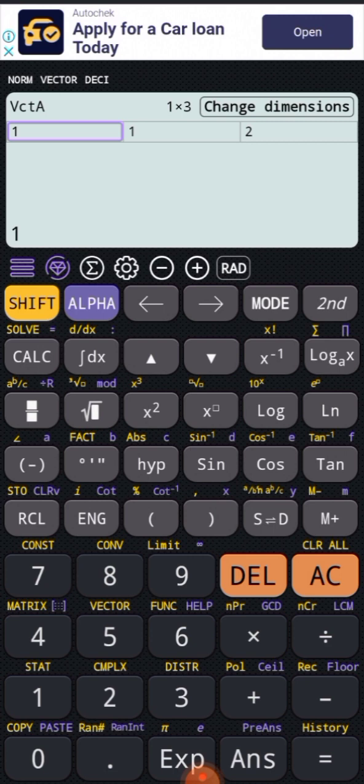And then you enter vector A. Vector A is I plus 2J plus 3K. So you press 1, press equal to, press 2, press equal to, press 3, press equal to. So this will give you 1I plus 2J and plus 3K.